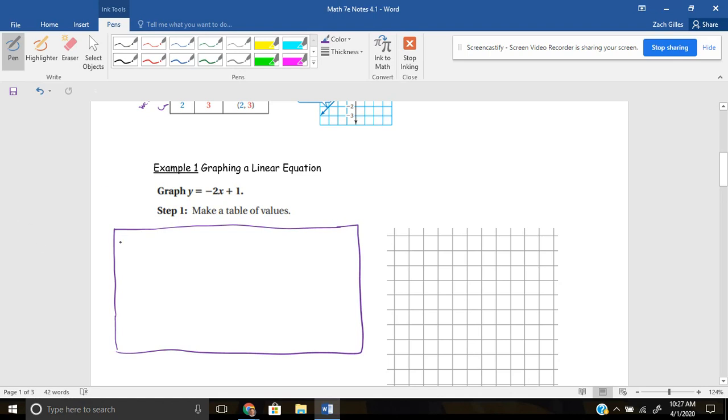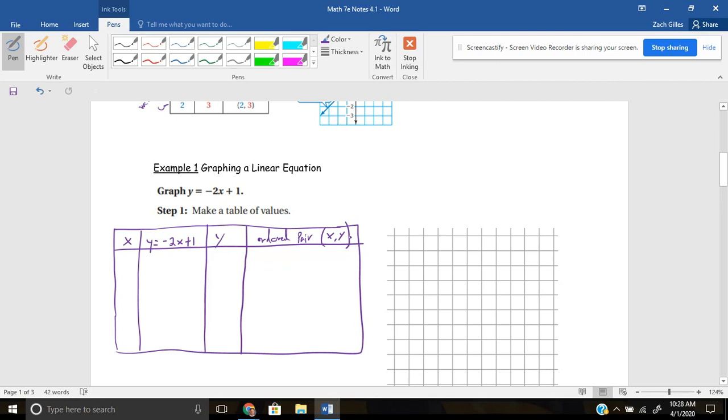So first, I'm going to start with my x values. Next, I will put in my equation that I'm working with. So my equation is y equals negative 2x plus 1. Okay. Next will be my y value that I get when I enter that. And lastly will be my ordered pair.